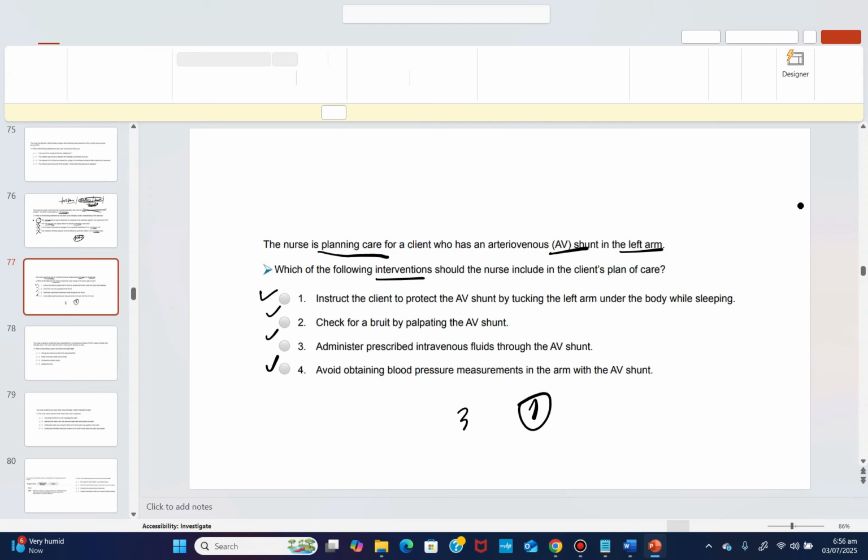You are telling the client to protect the AV shunt, but you are telling them to put it under their body. Now, if you ask yourself, if you don't even have an AV shunt and you sleep on your arm for a long period of time, how do you feel about it? You feel like you have loss of circulation. Now, if a patient has an AV shunt in the left arm, and you are telling them to put that same left arm under the body, guess what? It can also stop the circulation, cause problems to the shunt, and then destroy it.